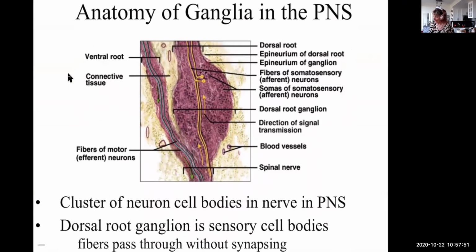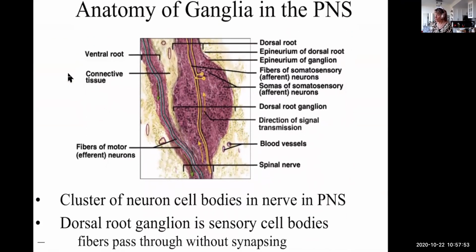The anatomy of ganglia. So in the peripheral nervous system, a bundle of cell bodies or somas is called a ganglion, singular. Ganglia is plural. It has a different name in the central nervous system. So this is the peripheral nervous system, and there are quite a few bundles, quite a few ganglia.